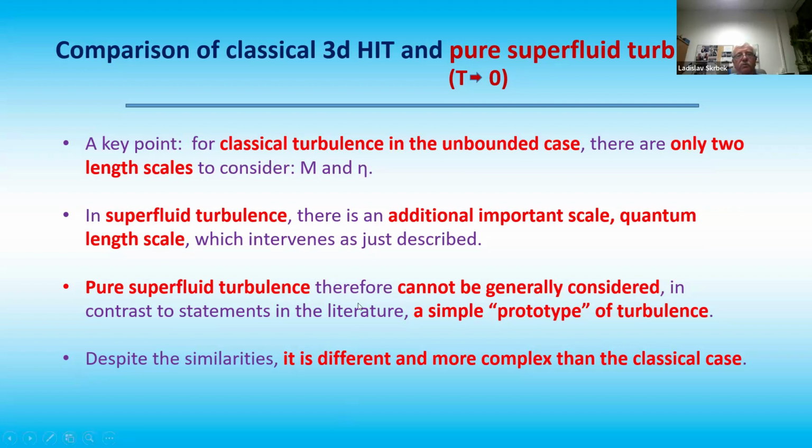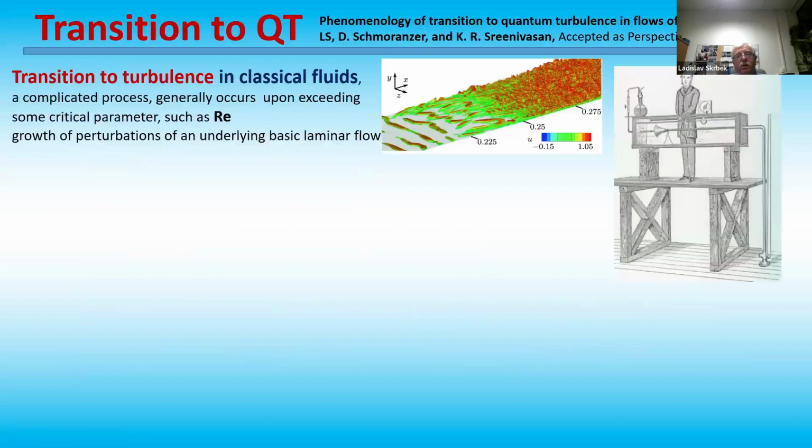And in this pure superfluid turbulence, cannot be considered, in contrast to the statement in the literature, as a simple prototype of turbulence. And I claim that despite the similarities, quantum turbulence is different and always more complex than the classical case, just because there is this extra scale which intervenes. So although it is very often stated in the literature, I do not believe it's true, and I believe that quantum turbulence is more complex than the classical one.